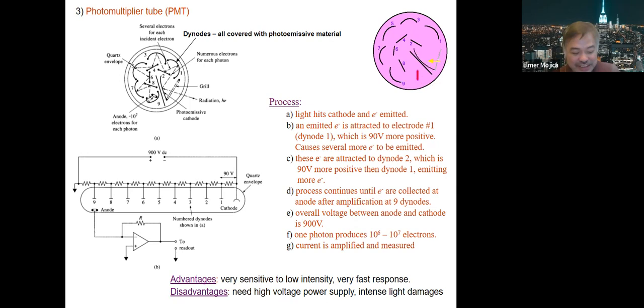So if you're using laser, be careful. You just realize, why don't we get any reading? Yung pala, wala na yung detector namin, nasira na.